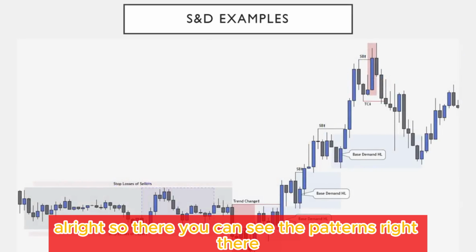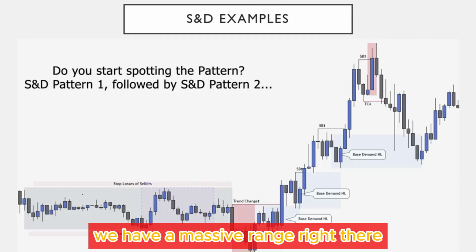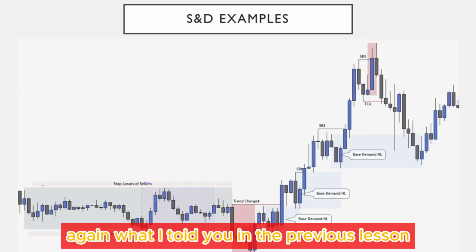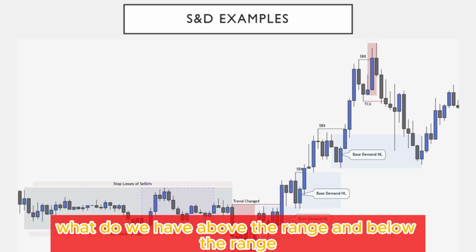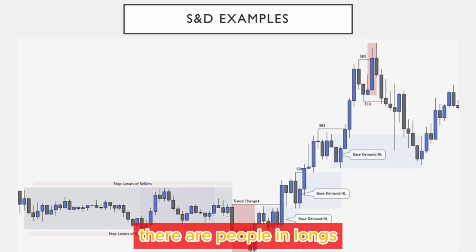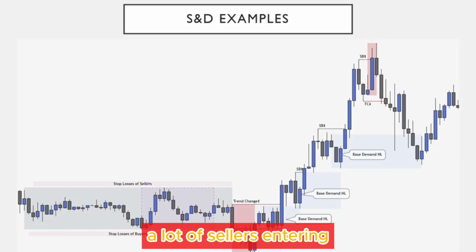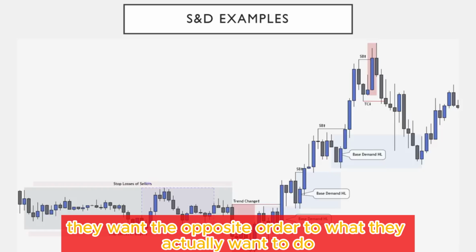All right, so there you can see the patterns, right? Then you can see that it usually happens around the Asian range. We have a massive range right there. Again, what I told you in the previous lesson, what do we have above the range and below the range? Stop losses. There are people in shorts right there. There are people in longs. And on the breakout, you usually also get a lot of sellers entering. And this is what the banks want. They want the opposite order to what they actually want to do.